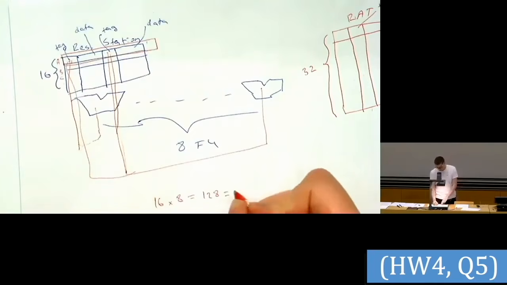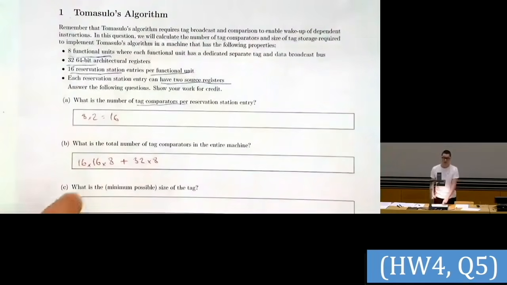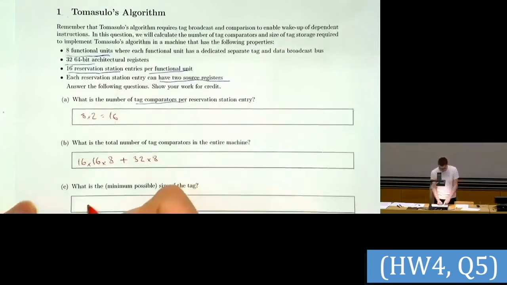And basically, this is equal to 2 to the 7th, and this means we need 7 bits as a tag to be able to address or refer to all reservation station entries. So the minimum is 7. Of course, you can have more than 7, but then you'll have some redundancy, right? Some useless bits.